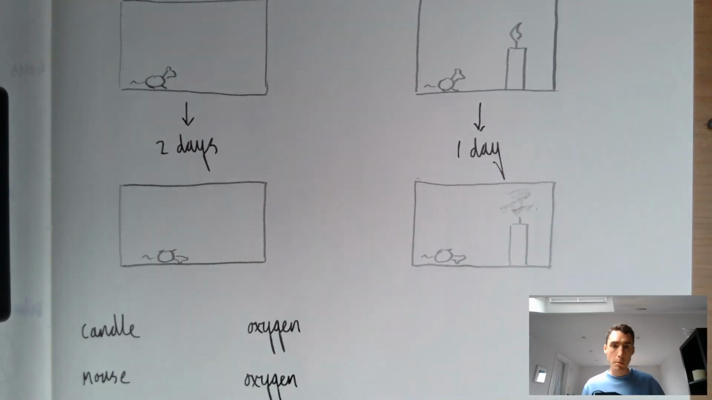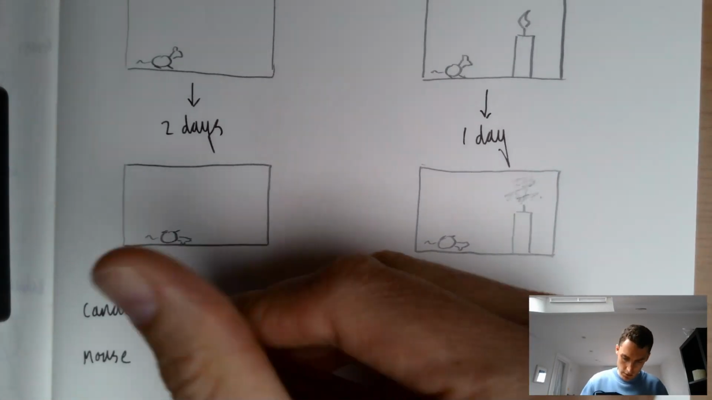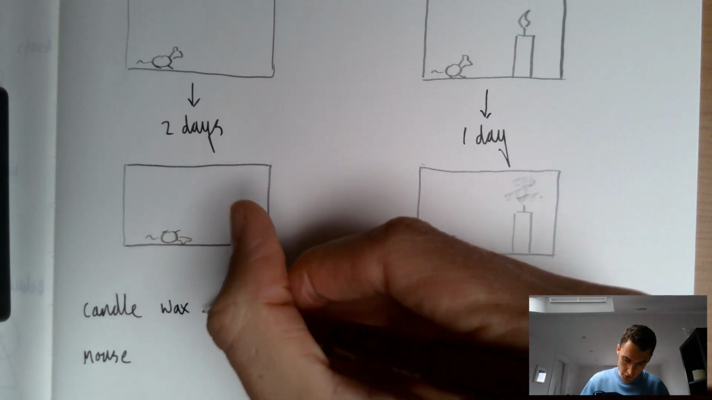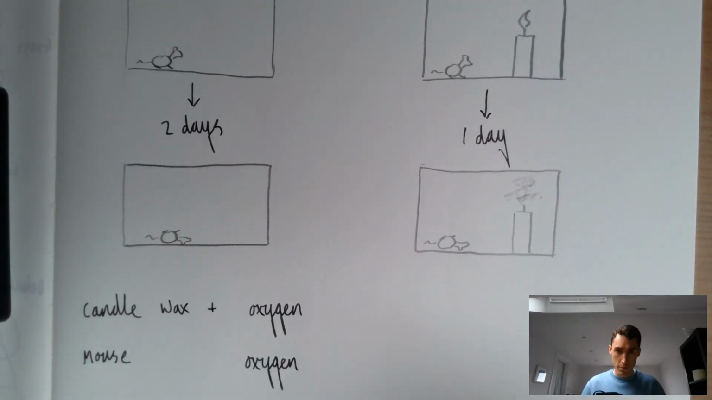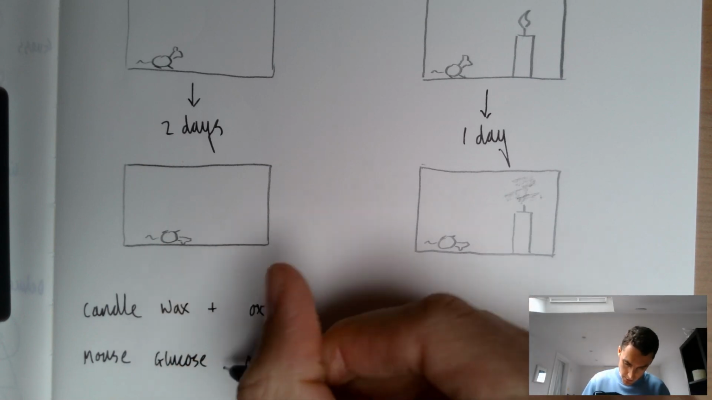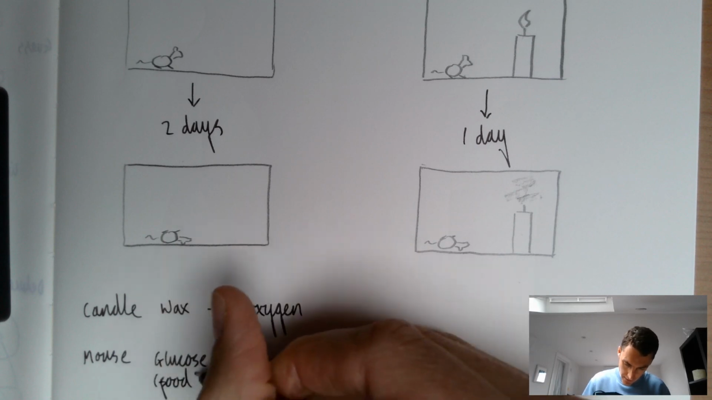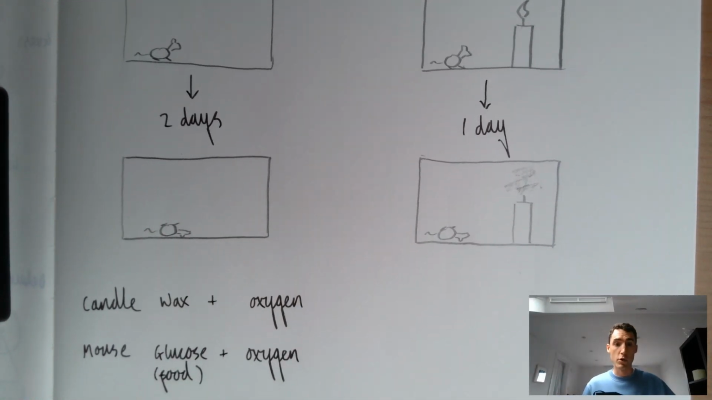But what we want to do is compare fuel for the candle, which I'm going to keep simple, I'm just going to call the wax, with the fuel for the mouse, which I'm going to tell students is actually glucose, and that comes from our food. And you might want to put food in here, just so they're really clear, because we're going to explore this in much more detail when we look at the digestive system.